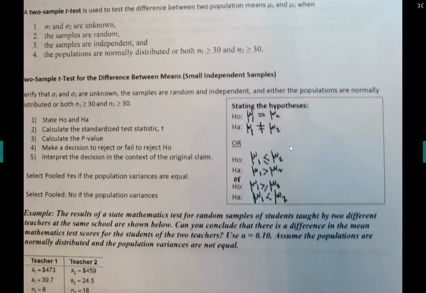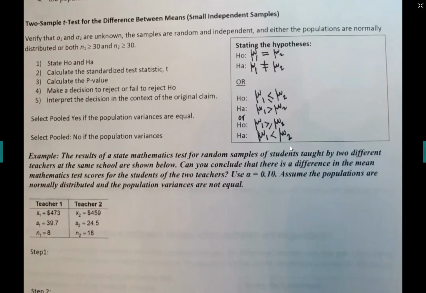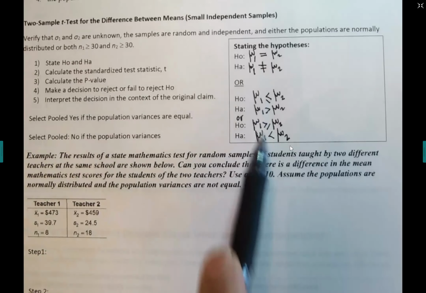Okay, let's do an exercise. It's always easier to explain things with an example. The results of the state mathematics test of random samples of students taught by 2 different teachers at the same school are shown below. Can you conclude that there is a difference in the mean mathematics test scores for the students of the 2 teachers? Okay. Can you guys tell me what would be the null and the alternative hypothesis? Is it the first, the second, or the third?